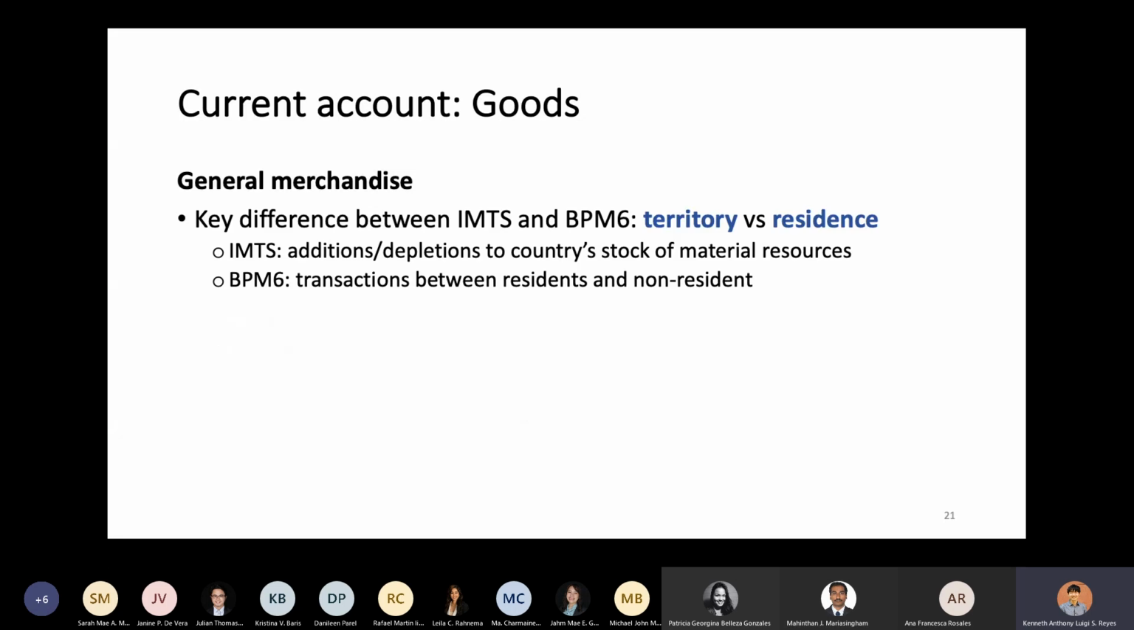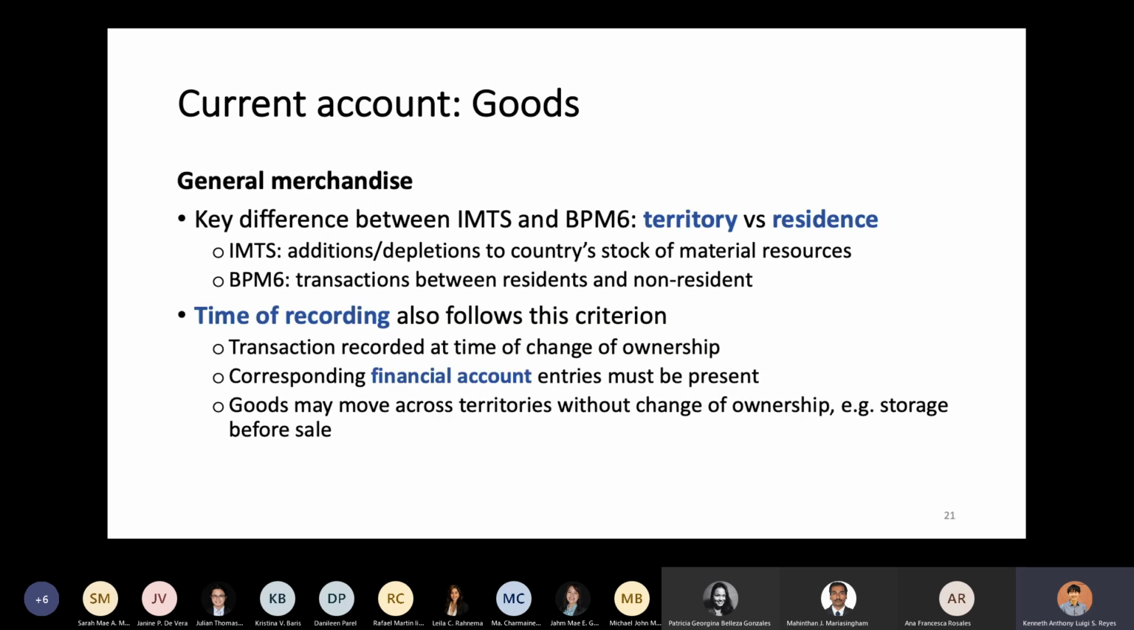Here, this is what I mentioned. The key difference between them is that of territory versus residence, where residence is the key criterion for the BOP. Here are some areas where some adjustments may be necessary. The time of recording, for example. If the transaction occurs after the good passes the economic border of the territory, then some adjustments may be necessary.